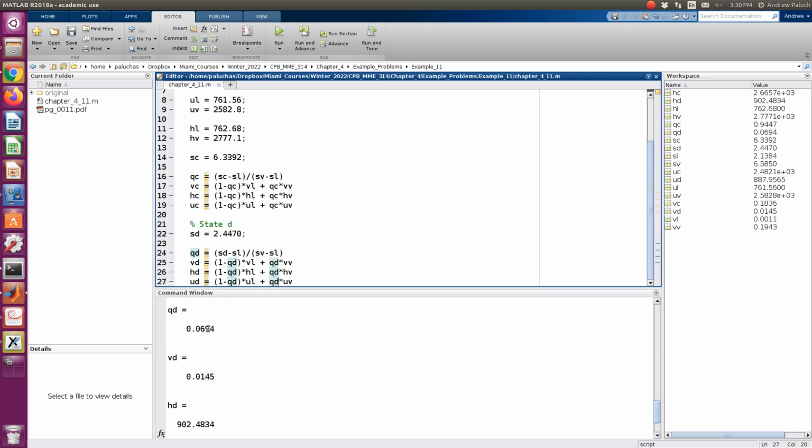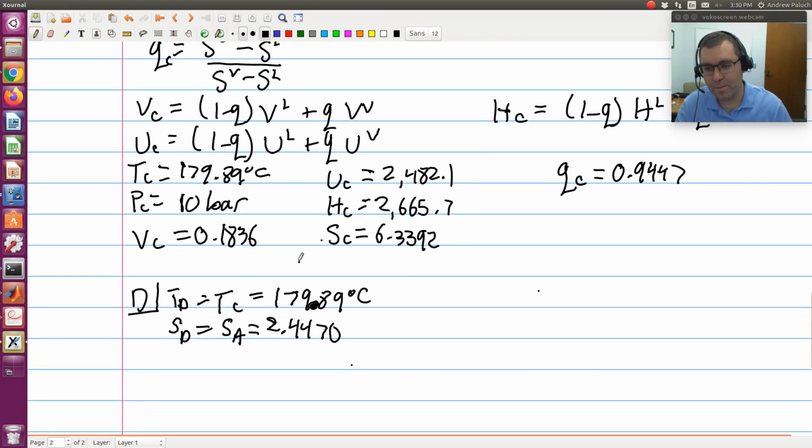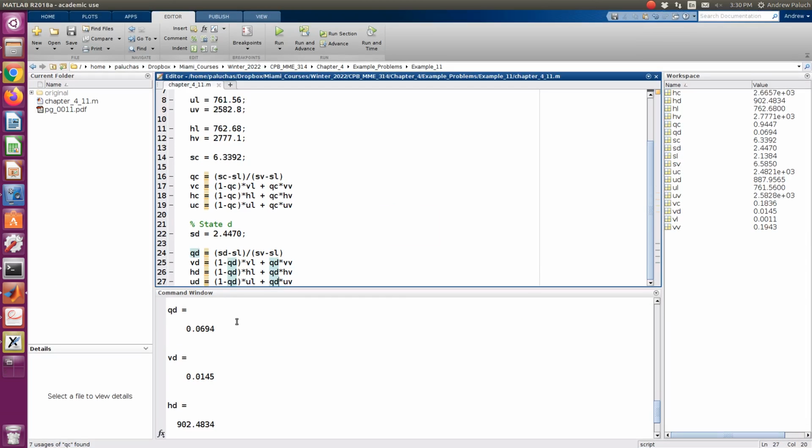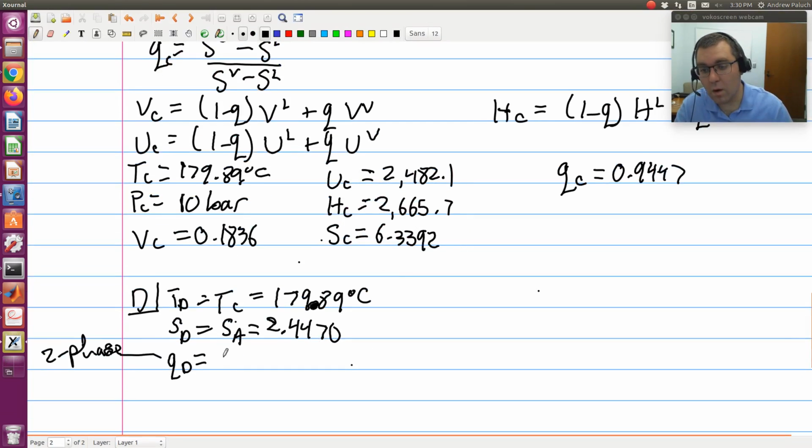All right, so now I have a quality which is a lot smaller, much closer to 0. So we end up getting QD. So we're still two-phase. Let me just make a note. We're still two-phase, only now QD is 0.0694. So at QC, we're very close to saturated vapor, very close to a quality of 1. Now we have a quality close to 0, so we're close to that saturated liquid region.